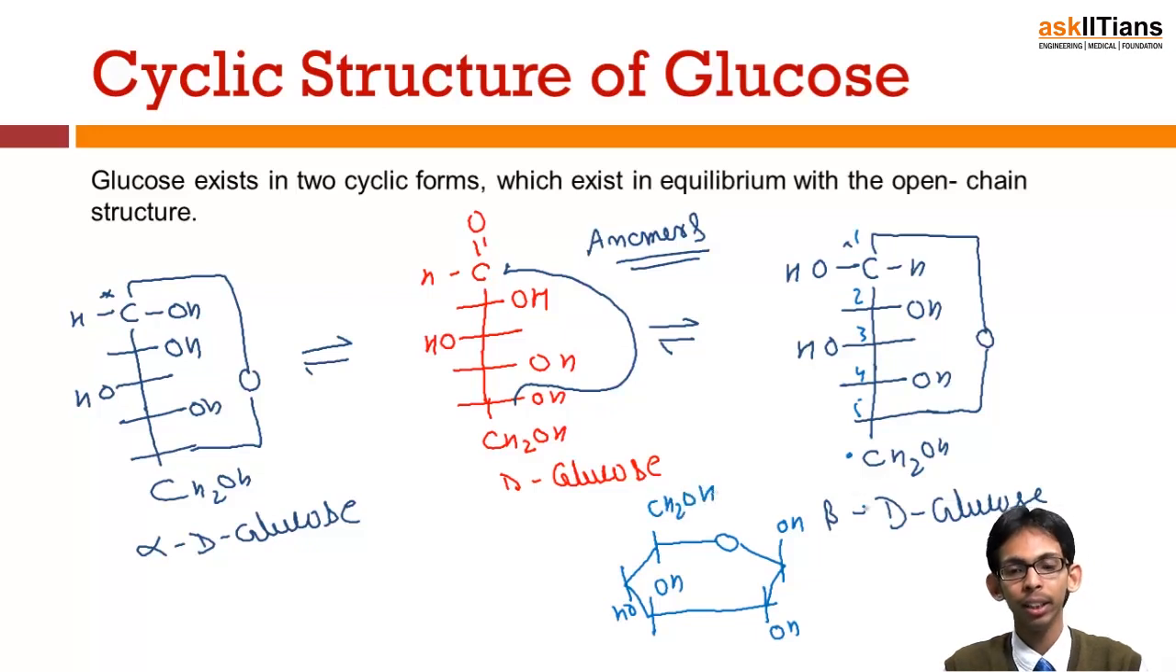This is actually pyranose form, and the name of this structure would be alpha D glucopyranose. Similarly, this can be written in this form.